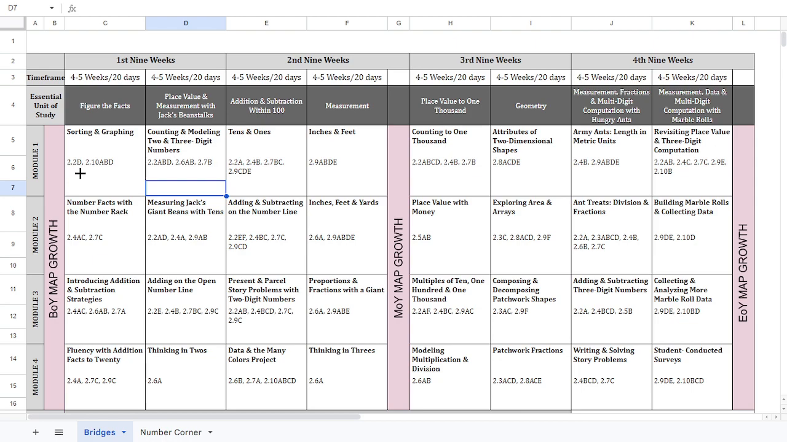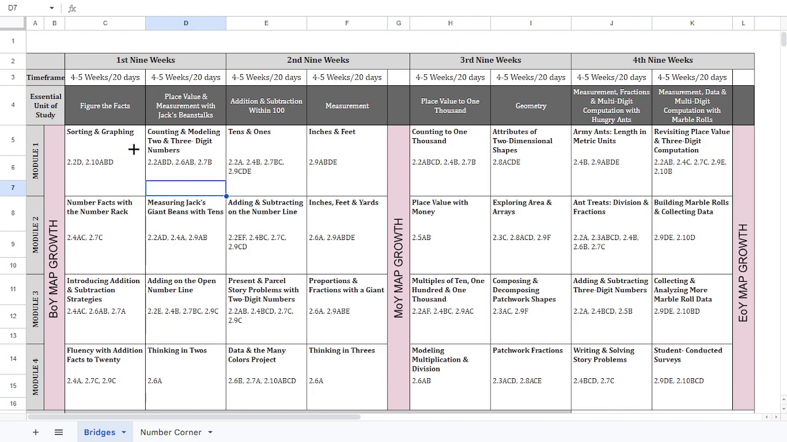And after sorting and graphing is done, they're going to be adding numbers with the number rack, and they're going to be learning facts with the number rack. After that is done, we're going to introduce them to addition and subtraction strategies, like putting the numbers on top of each other and doing them in parts. And we're going to teach them basic equations with numbers that go up at least till 20.